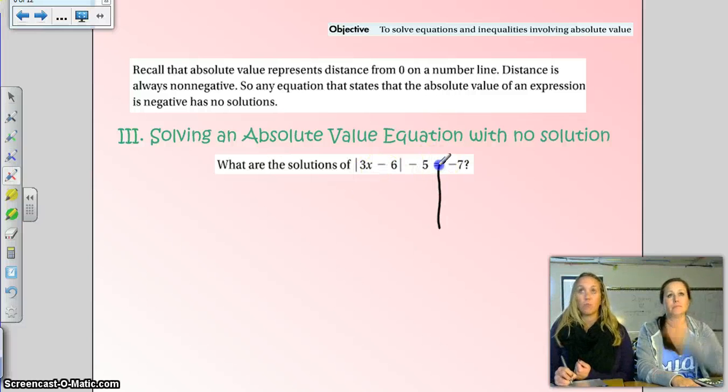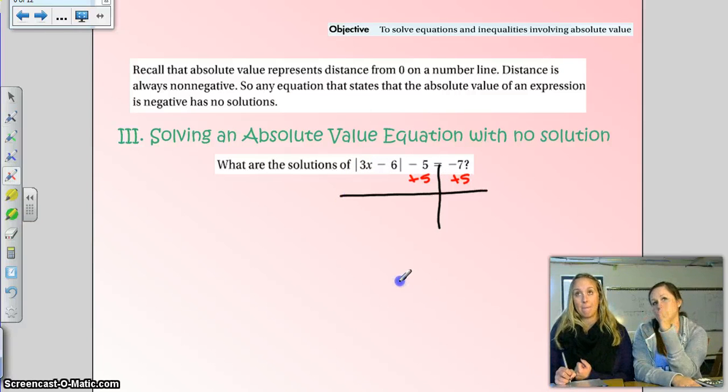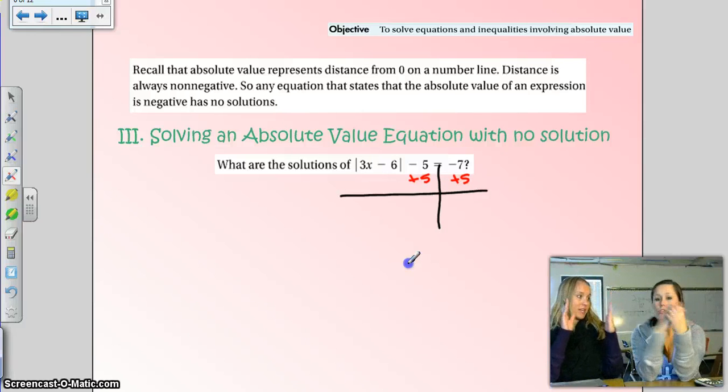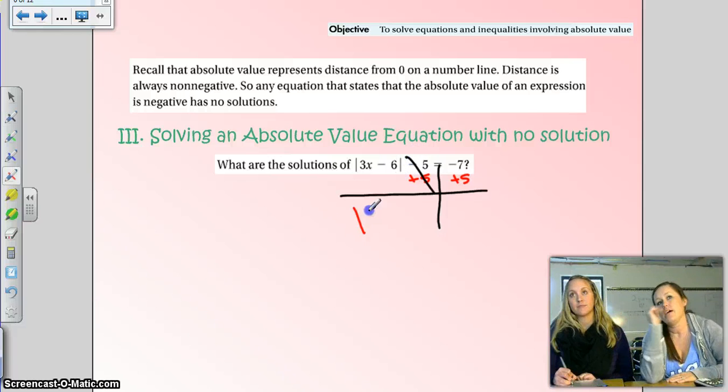Our first step, again, we're trying to get that x alone. So our first step is to add 5 to both sides. This is what we've been doing all along. How come I can't do -6 and -5 and combine those? Well, I have the absolute value of 3x minus 6, so those are grouped together. They're married. Okay. So now I have the absolute value of 3x minus 6 equals -2.